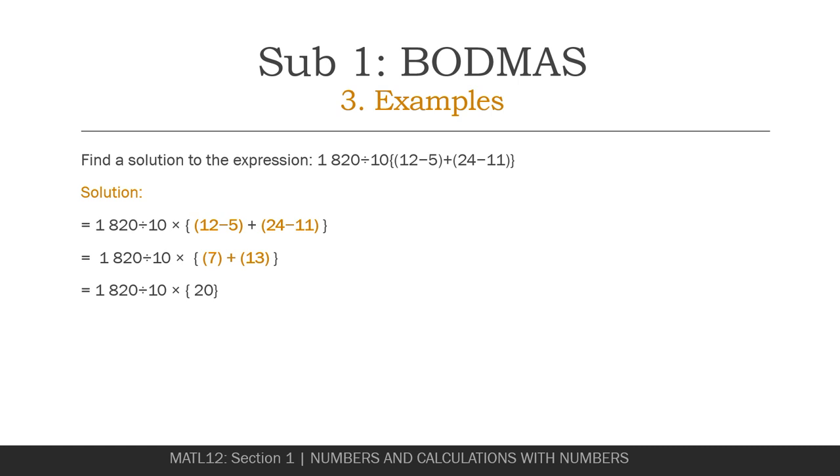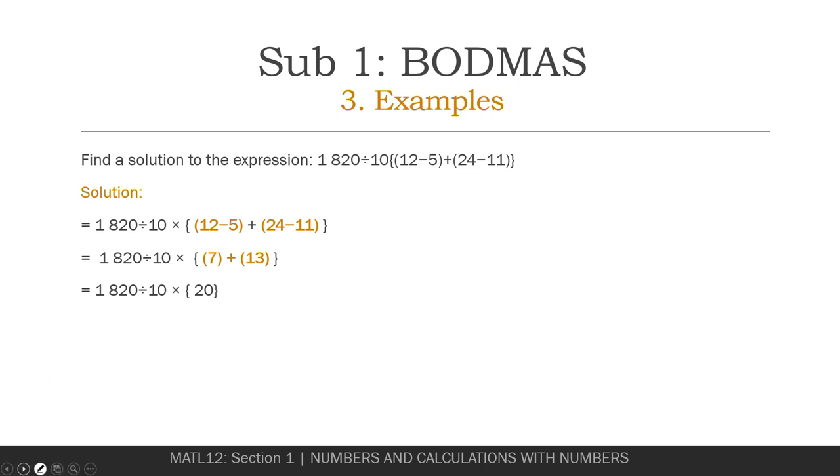Once you get your 20, you look at your BODMAS again and say, okay, I'm done with the brackets. I don't have any offs or powers, so you can jump O and go to D. Do you have a division? Yes, I've got a division. What am I dividing? 1820 divided by 10.